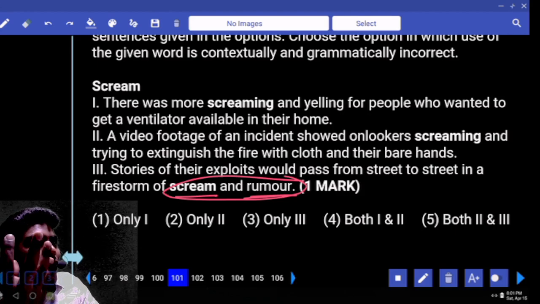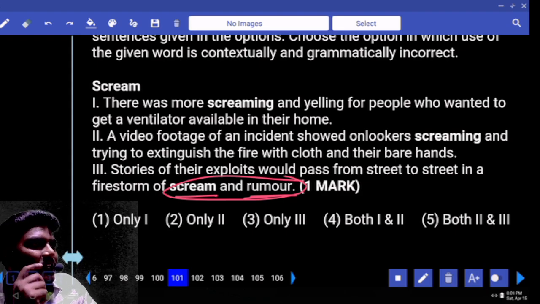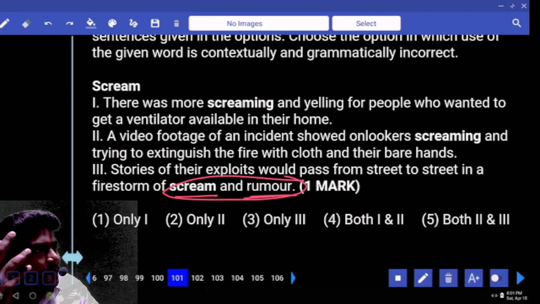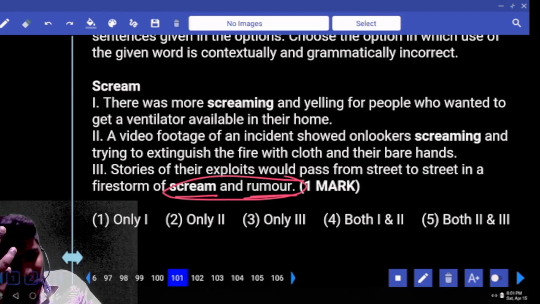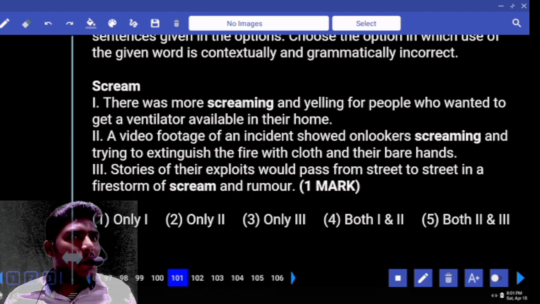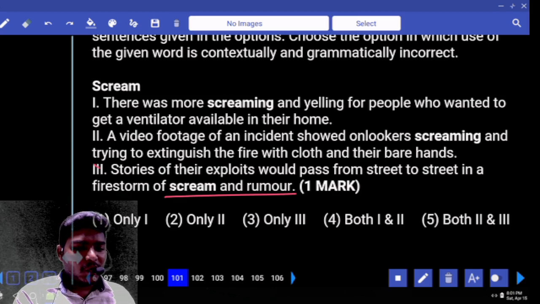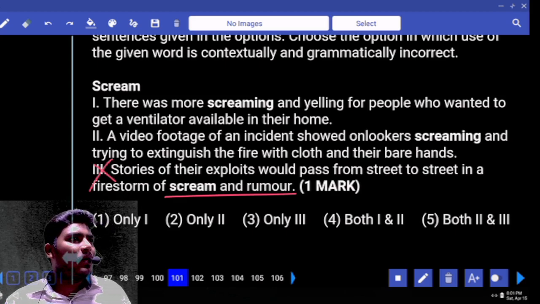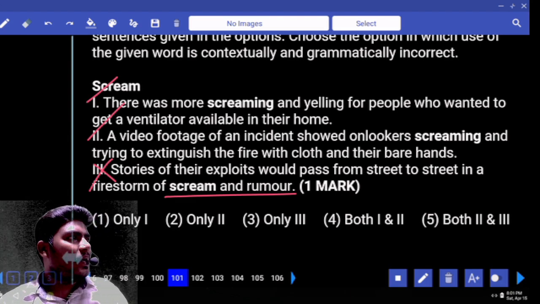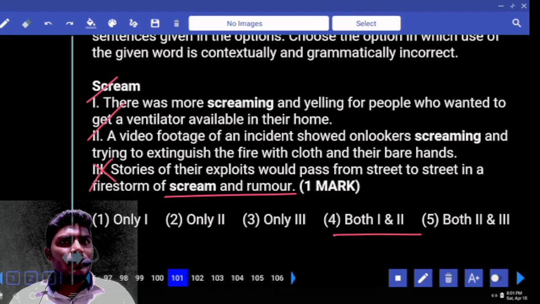Does it spread in a loud way or without a loud way, like with gossips and all? Gossip is called a rumor, and scream is called a shout. Now tell me what the answer is. Okay, first of all tell me, is this contextual? No, not contextual. Now tell me what the answer is. Are 1 and 2 contextual? Yes. Now tell me what the answer is. Is your answer 4?